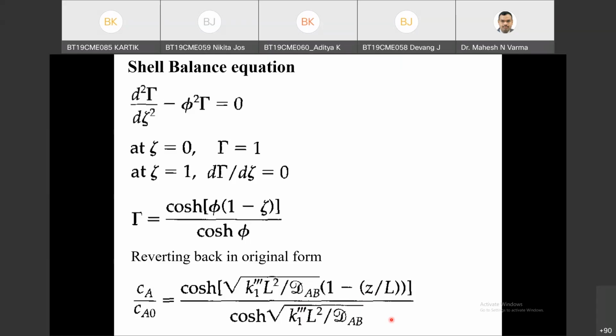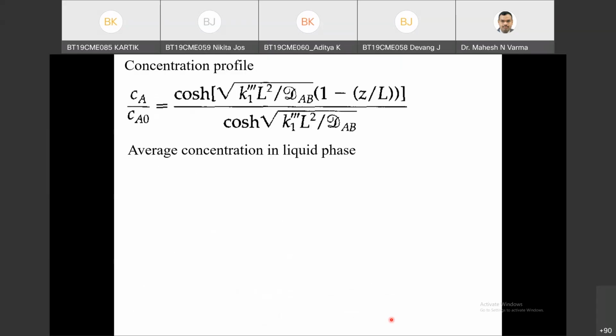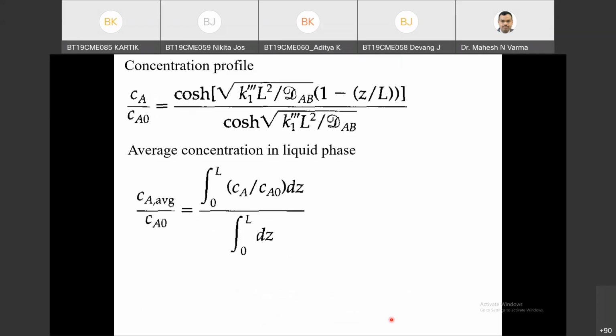So what will be the average concentration? Averaging this concentration in the liquid phase, this will be integrating over 0 to L divided by L. This is L and this is integrating over 0 to L. This is divided by Ca0, here also divided by Ca0, here also divided by Ca0. So this will give me the average concentration.